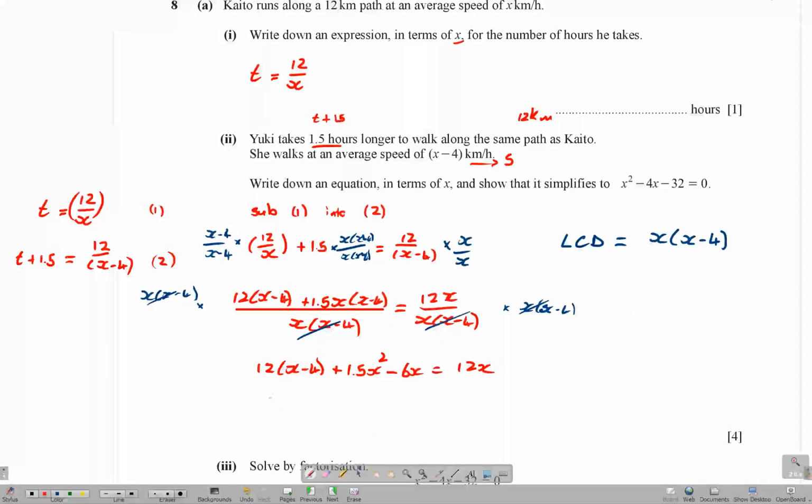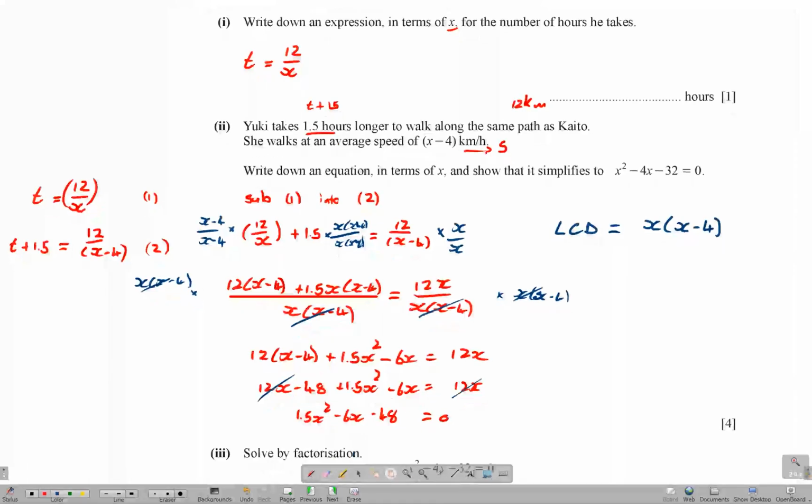Okay, let's simplify a bit further. This is actually 12x minus 48 plus 1.5x squared. And we could have actually divided by the 1.5 earlier, but it's fine. We simplified it. And minus 6x is equal to 12x. Okay, these two 12x's can cancel out because they are on either side of the equation. And if we reshuffle this a little bit, we have 1.5x squared minus 6x minus 48 is equal to 0. Okay, but this doesn't have a coefficient of 1. So we have to divide by 1.5 straight through.